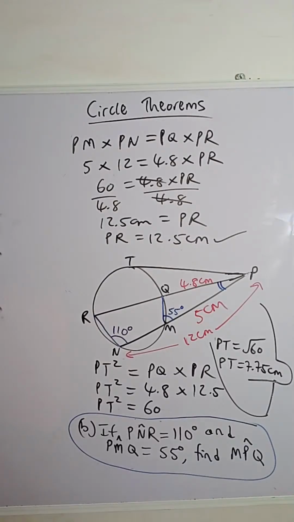PNR is 110. PMQ is 55 degrees. And you need to find MPQ.